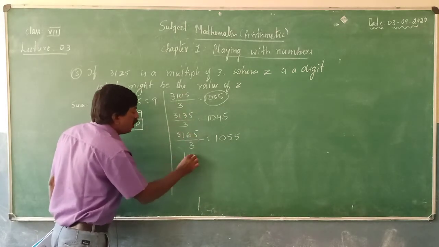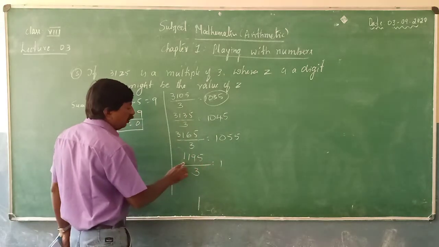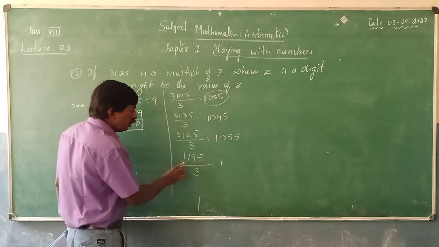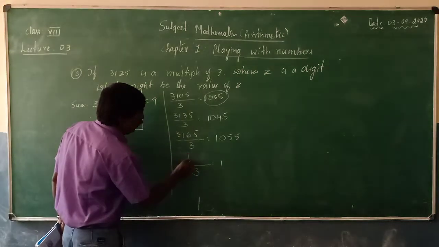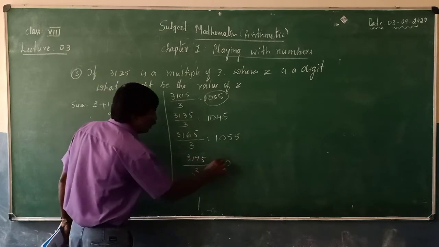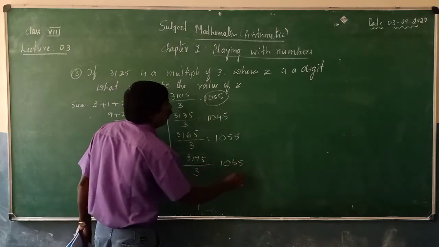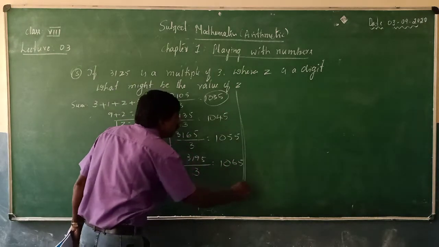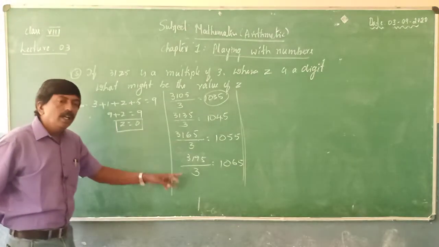3 6s. Next number, 95 by 3. 3 1s are 3, 3 1s are 3. 1 is not divisible. 3 6s are 18. 3 5s are 15. Observe all these numbers are exactly divisible by 9.